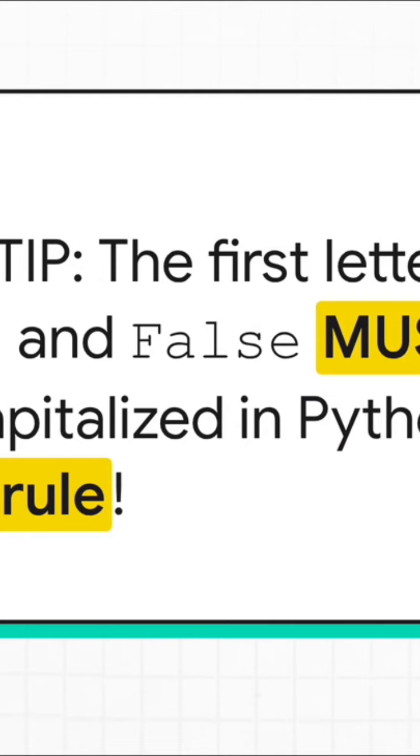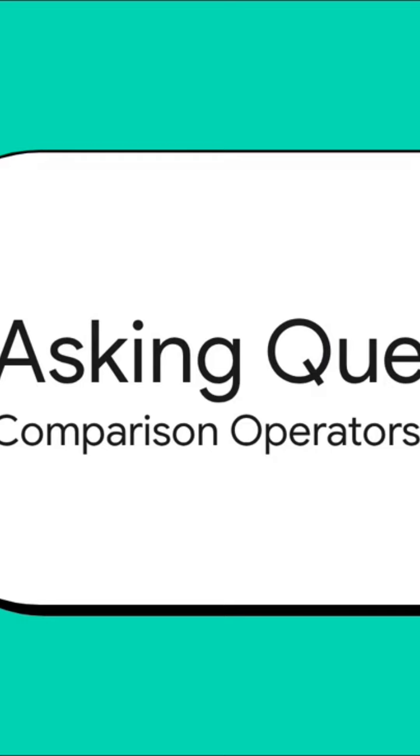And hey, listen up, because here is a pro tip that is going to save you so much headache later on, for real. In Python, the words True and False have to start with a capital letter. This isn't a style suggestion, it's a hard and fast rule of the language. If you type it with a lowercase t, your code just won't work. Remember that.